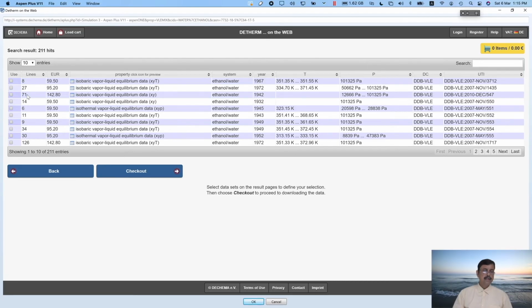And you can understand that as the number of data points increases, the price also increases. For 6 or 8 points, we have to pay only 59.5 euro, whereas for a higher amount of data we have to pay 142.8 euro. In order to purchase, you have to first register yourself and log in, and then you have to select, suppose you select this one, and check out.